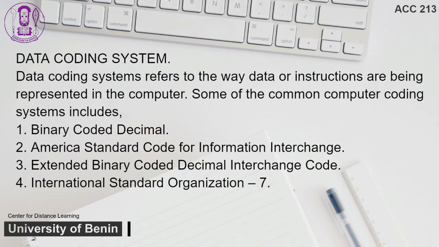Data coding system. Data coding systems refers to the way data or instructions are represented in the computer. Some of the common computer coding systems include: 1. Binary Coded Decimal. 2. American Standard Code for Information Interchange. 3. Extended Binary Coded Decimal Interchange Code. 4. International Standard Organization.